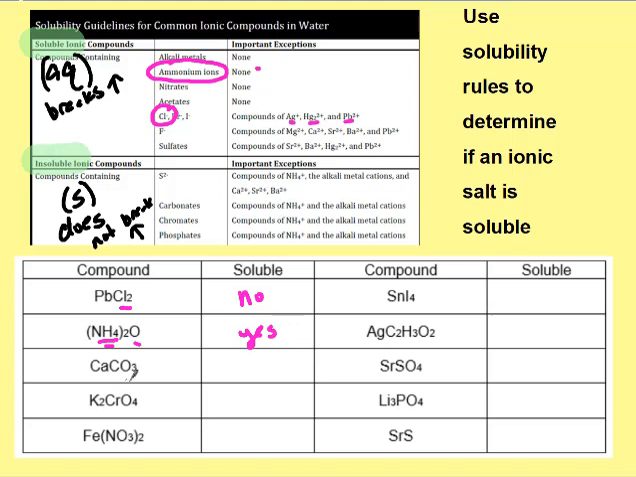Let's look at two more. We have CO3. CO3 from your polyatomic ions is carbonate. And carbonates are insoluble unless it's with ammonium or an alkali metal. Well, calcium is in group 2A, not an alkali metal. It's an alkaline earth metal, so that would stay insoluble.